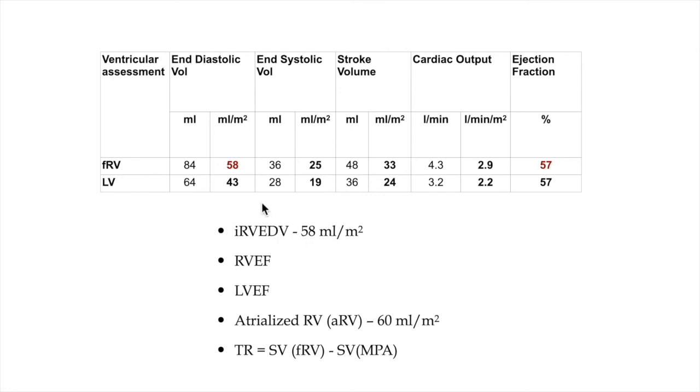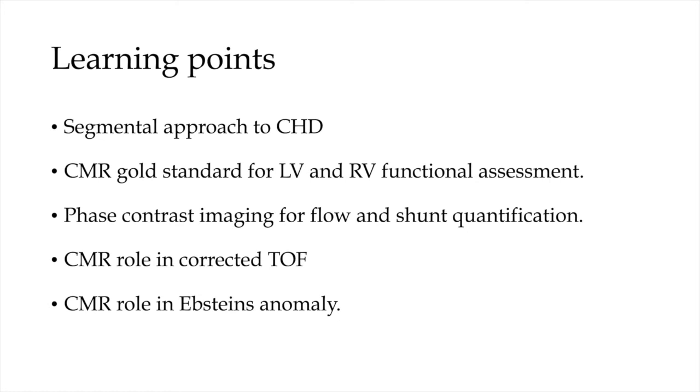So the size of the functional RV is 50 ml per meter square along with the RVOT. The ejection fraction is good, 57%. The atrialized RV is 60 ml per meter square. So it is very important for us to quantify the tricuspid regurgitation associated with Ebstein's anomaly. Tricuspid regurgitation is given by the stroke volume of the functional RV minus the stroke volume of the MPA. The stroke volume of the functional RV we calculate using the cine stack, and the stroke volume of the MPA we calculate using phase contrast imaging.